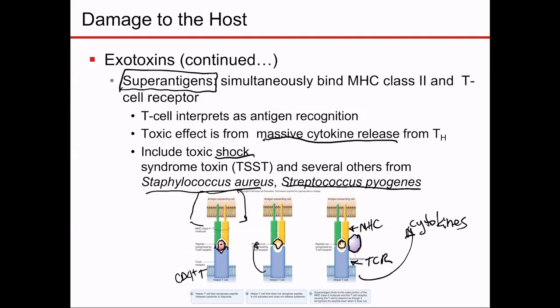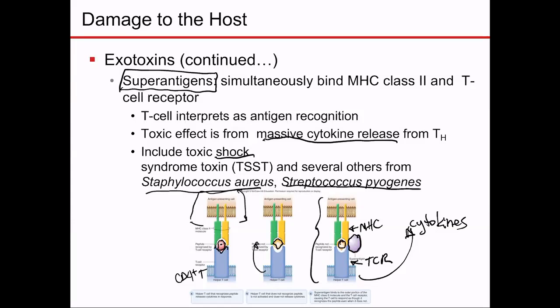And we will talk more about this shock when we get to some of the many infectious diseases that can induce this shock and that can kill the host. So basically, as you can see here in this particular picture, right?